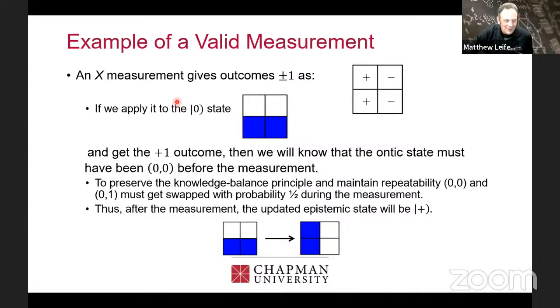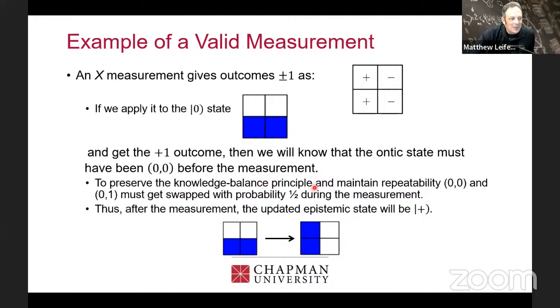Right. So suppose we apply it to this state here, where it's one of the 2 states on the bottom, but we don't know which. If we get the +1 outcome, then we know that before the measurement, the ontic state was definitely 0, 0. This is the only one that had a non-zero probability and gives the answer plus. So if we do that measurement, then we would know that it must have been 0, 0 before the measurement.